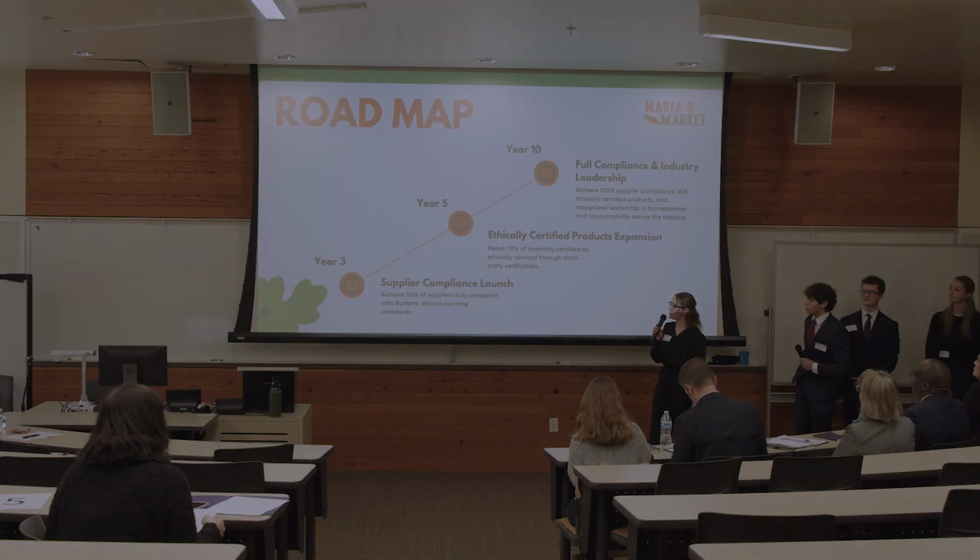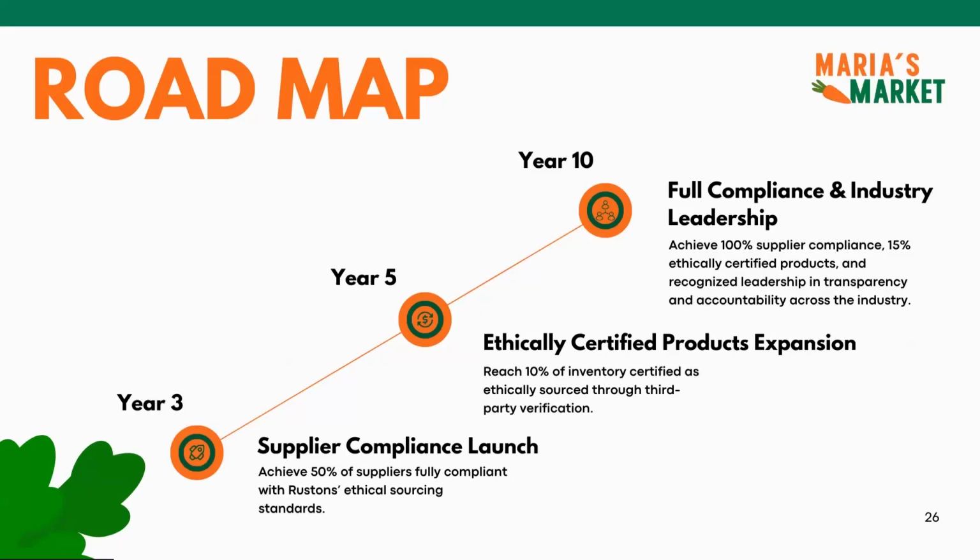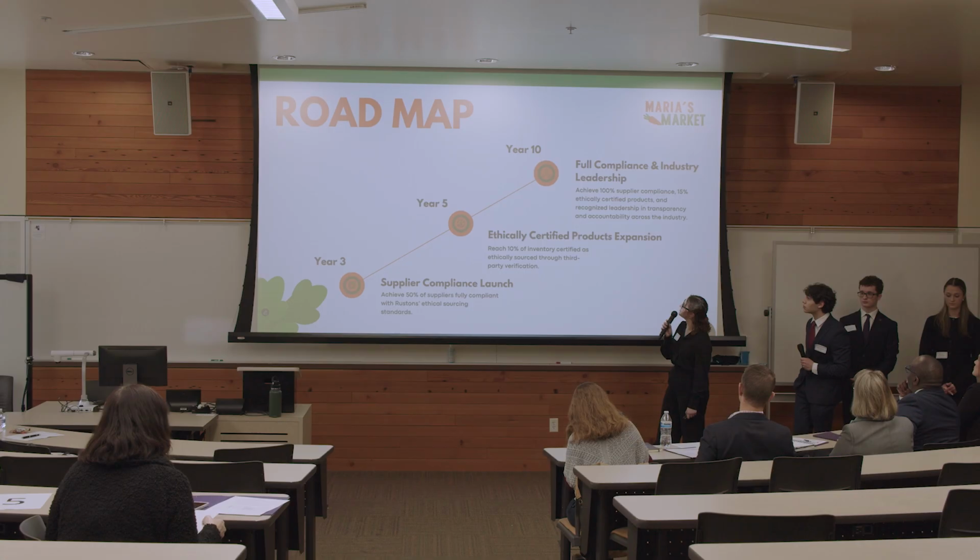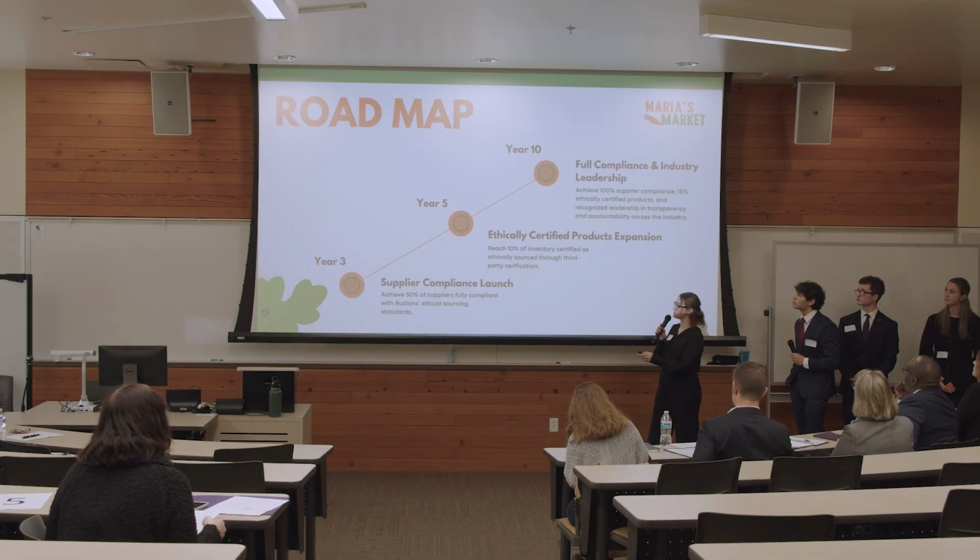A roadmap for you all. By year 3, we want to achieve 50% of suppliers fully compliant with Rustin's ethical sourcing standards. Year 5, ethically certified products expansion, so we're going to have 10% of inventory certified as ethically sourced through third parties. And then by year 10, fully compliant, achieving 100% supplier compliance and 15% ethically certified products.